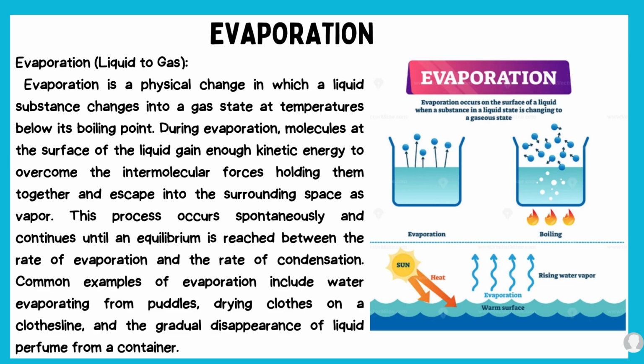So as you can see in the picture, evaporation occurs on the surface of a liquid when a substance in a liquid state is changing to a gaseous state. So it is from liquid to gas. So evaporation is a physical change in which a liquid substance changes into gas state at temperatures below its boiling point.